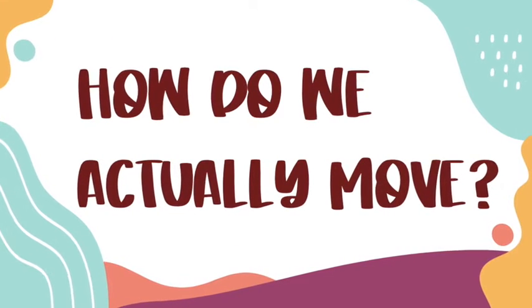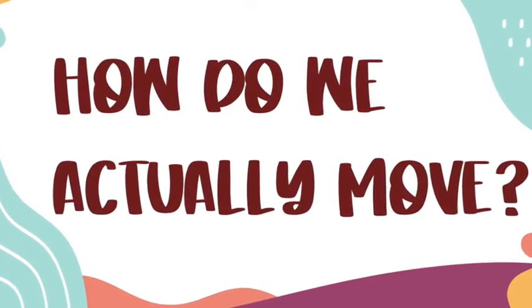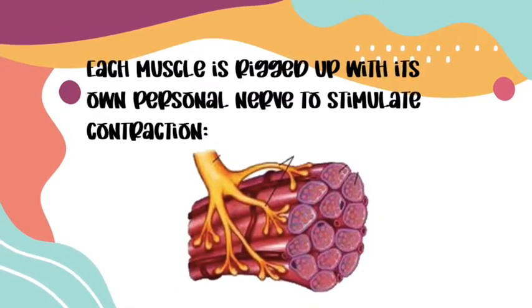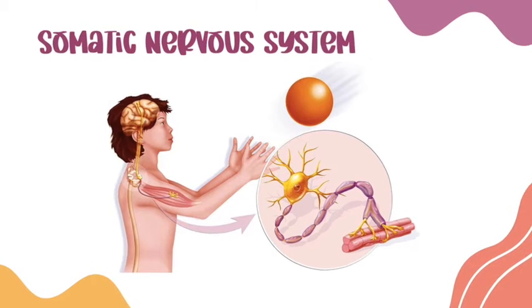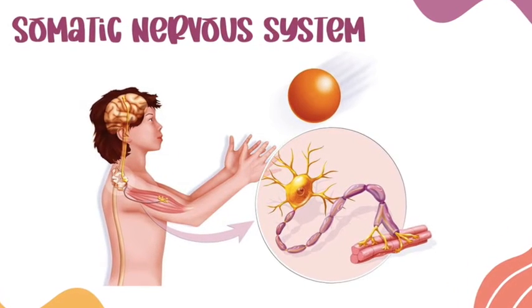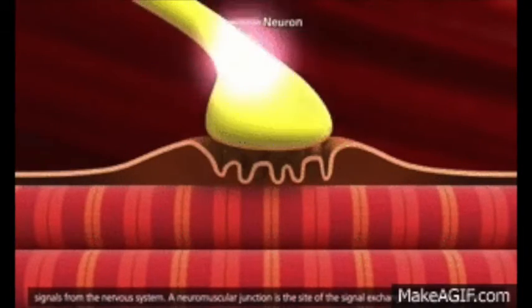That was just the structure part, but we obviously want to know how we actually move our bodies. Each muscle is rigged up with its own personal nerve to stimulate contraction. For a skeletal muscle to be able to contract, it needs to be activated by the somatic nervous system. So a muscle contraction begins with a signal from the nervous system. And what happens after that?